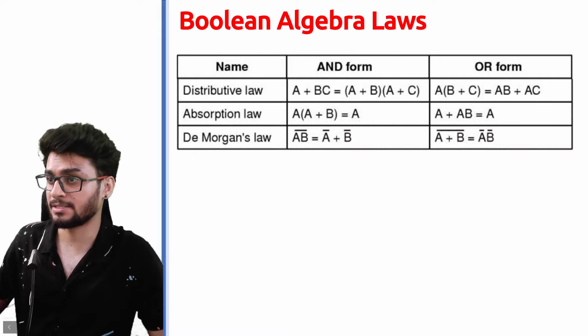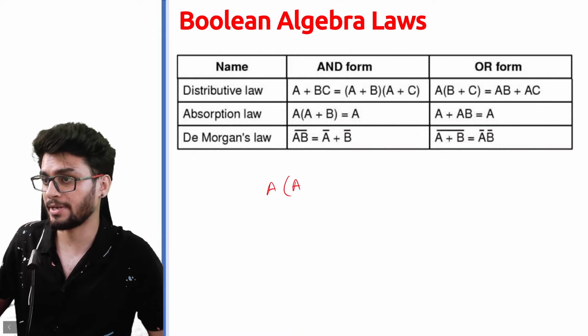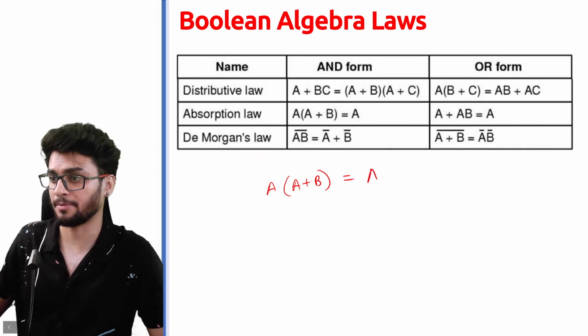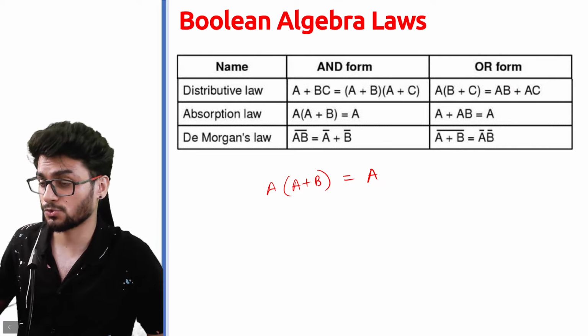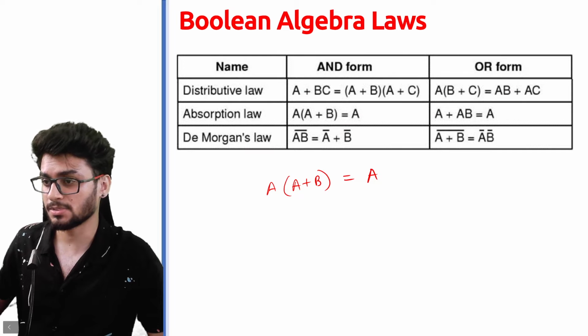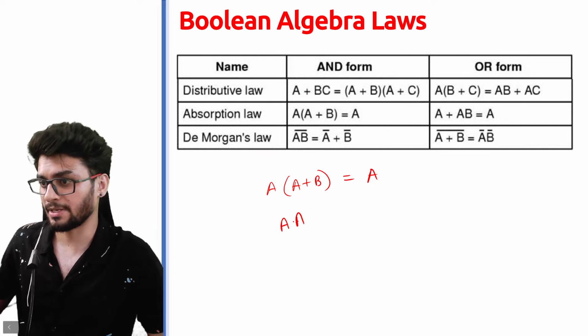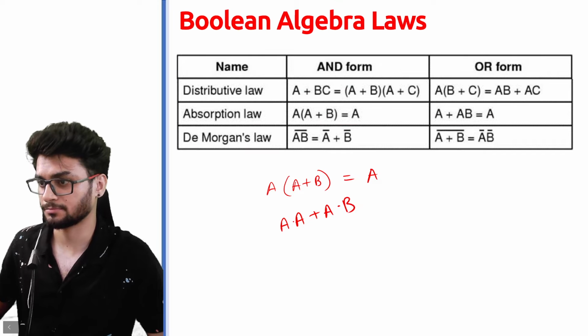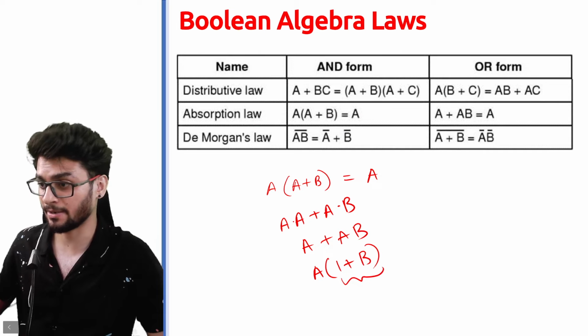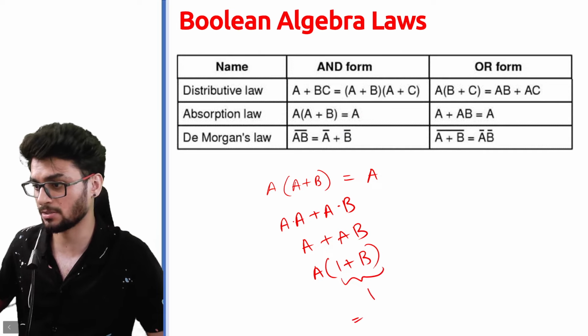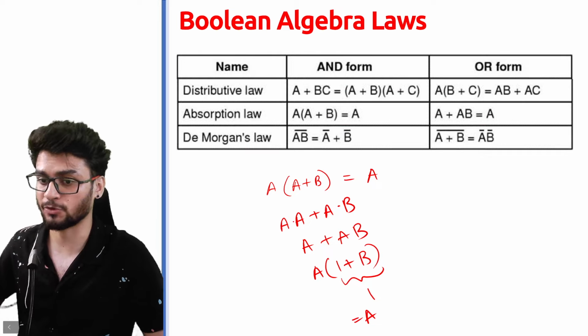Absorption law looks like this. A into A plus B is equal to A. So why is this? Let's look at the way we can solve this. A dot A plus A dot B. It is also equal to A plus AB. Then we can say A common into 1 plus B. But anything added with 1 becomes 1. So your end result is A. So this is the absorption law. You have to remember this.